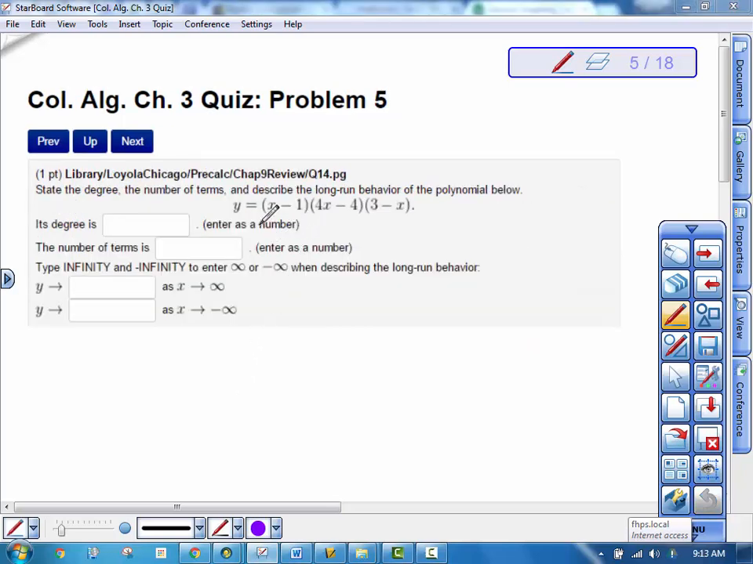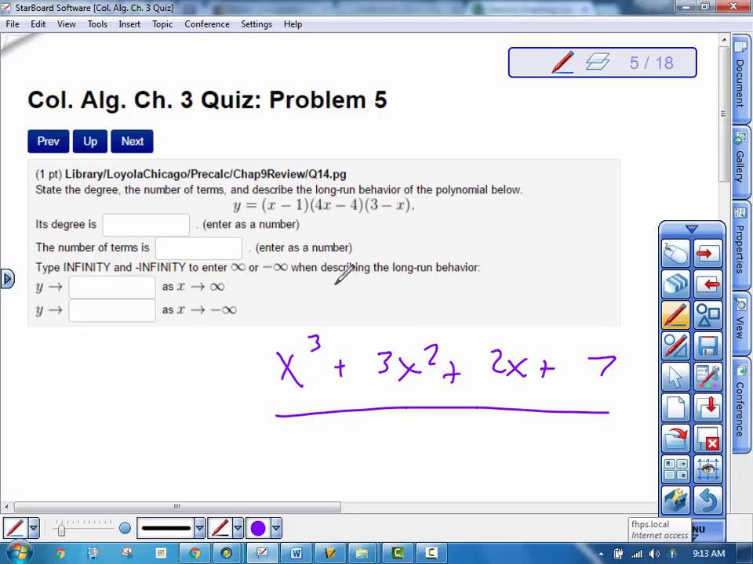The next problem says take the degree and number of terms in the long run behavior of this polynomial. So the degree of this thing is going to be degree 3. There's 3 x's. When we multiply it out, we know we're going to get degree 3. And if you FOIL this whole thing out, you're going to have something like 3x squared plus 2x plus 7. So you're going to end up with 4 terms. Now, I didn't FOIL this whole thing out, but if you did, you get something like this. So it's a degree 3, the number of terms is 4.